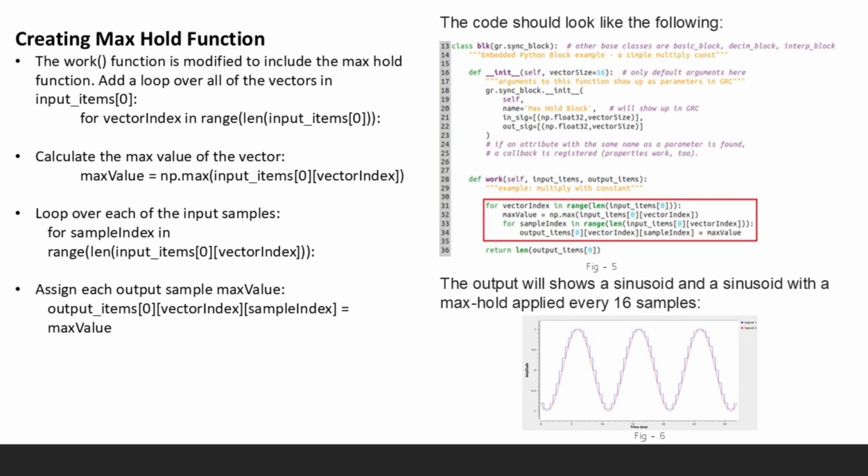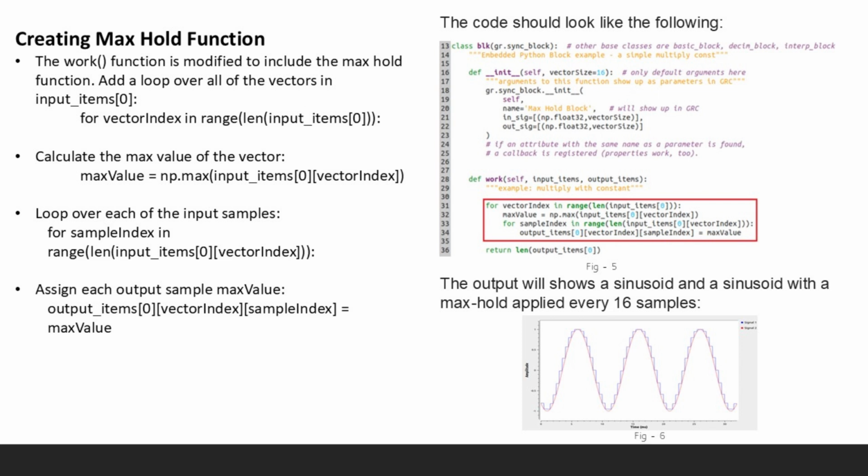Creating max hold function. The work function is modified to include the max hold function. Add a loop over all of the vectors in input_items[0]: for vector_index in range(len(input_items[0])). Calculate the max value of the vector: max_value = np.max(input_items[0][vector_index]).